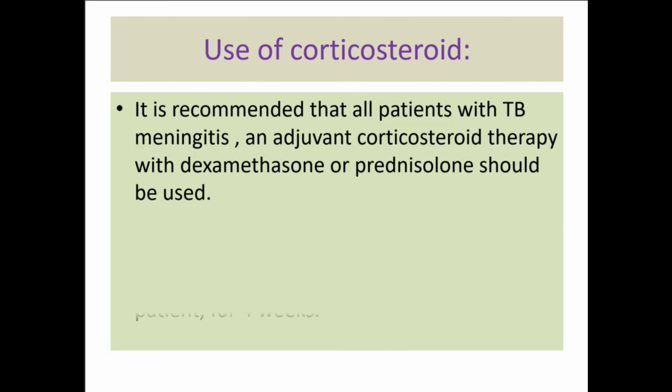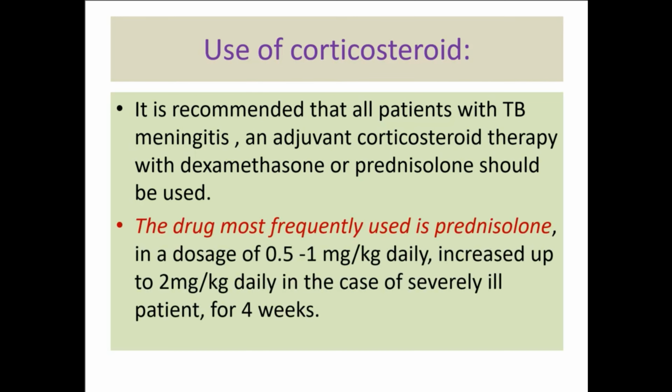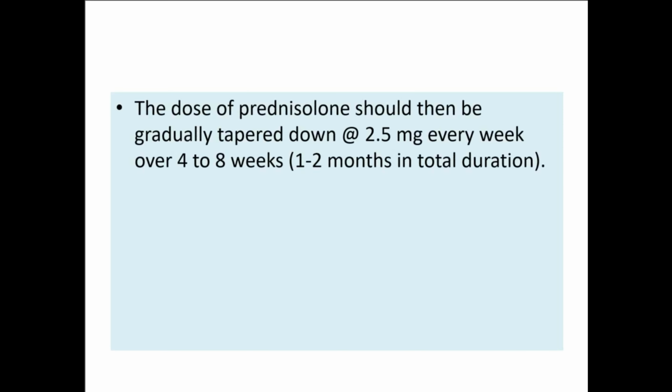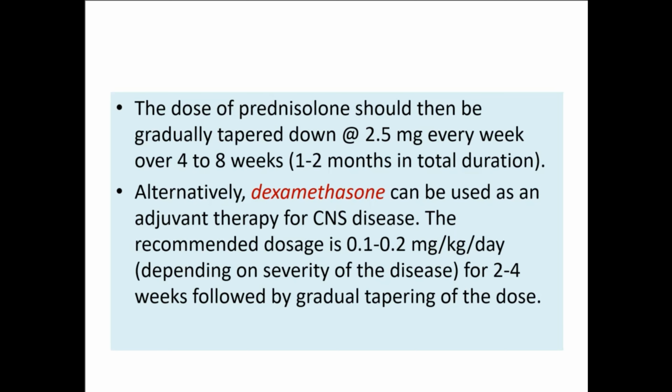prednisolone. The drug most frequently used is prednisolone, in a dosage of 0.5-1 mg/kg daily, increased up to 2 mg/kg daily in the case of a severely ill patient, for 4 weeks. The dose of prednisolone should then be gradually tapered down at 2.5 mg every week over 4 to 8 weeks, 1 to 2 months in total duration.